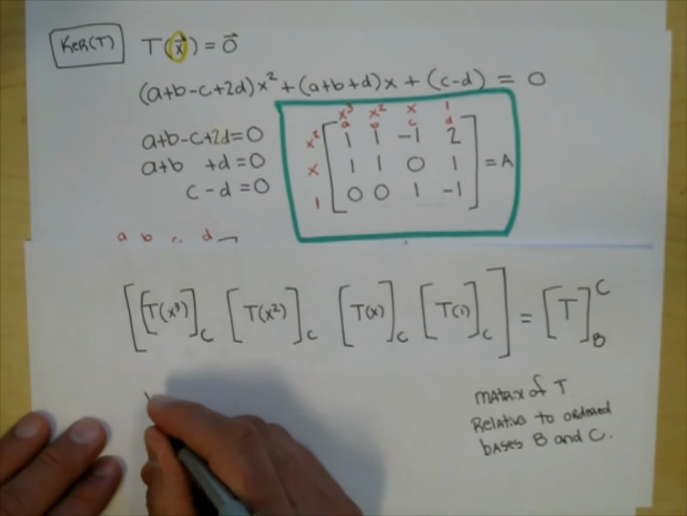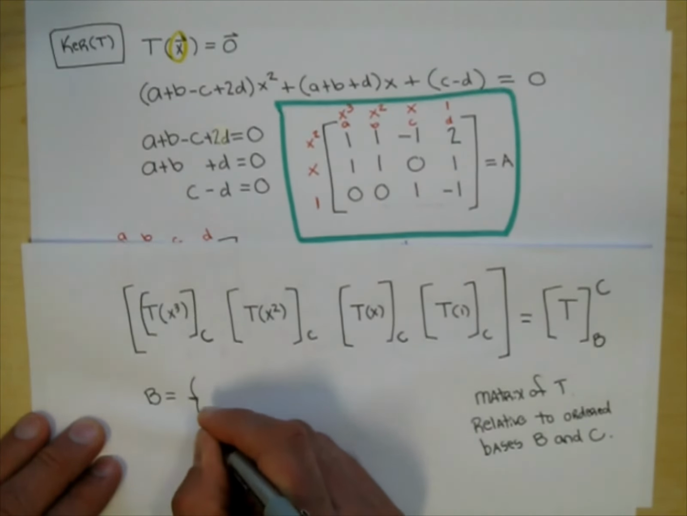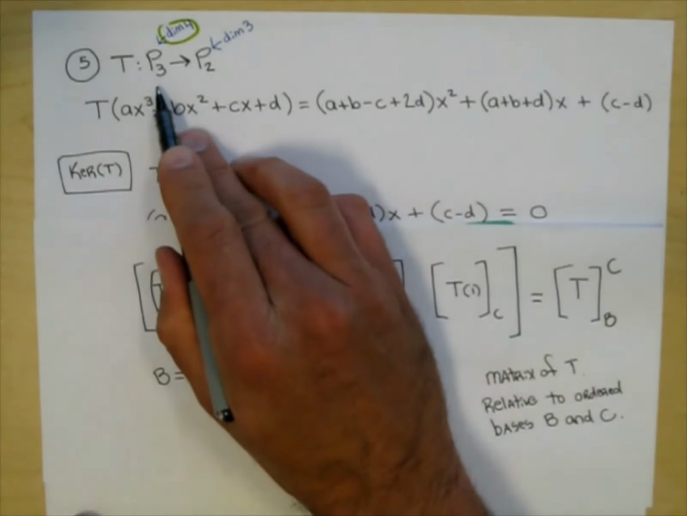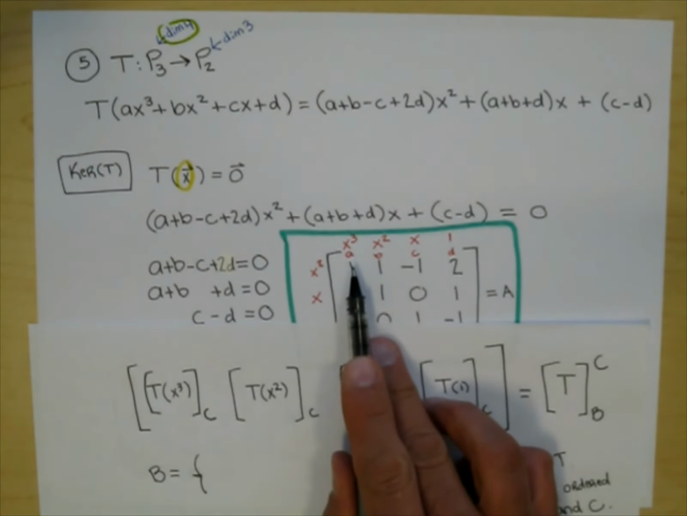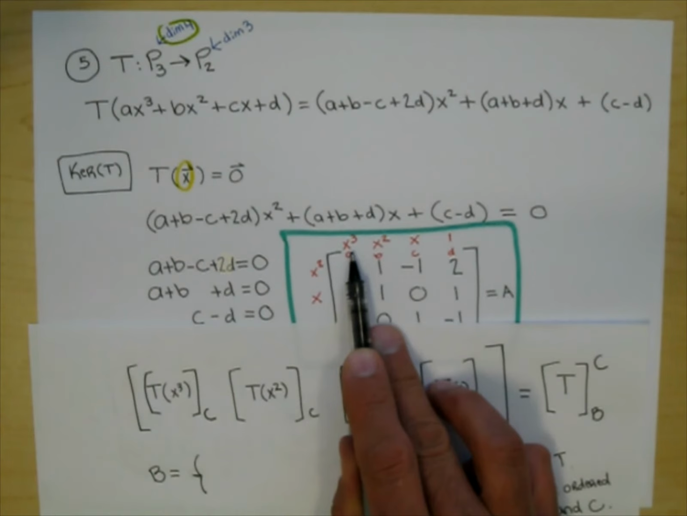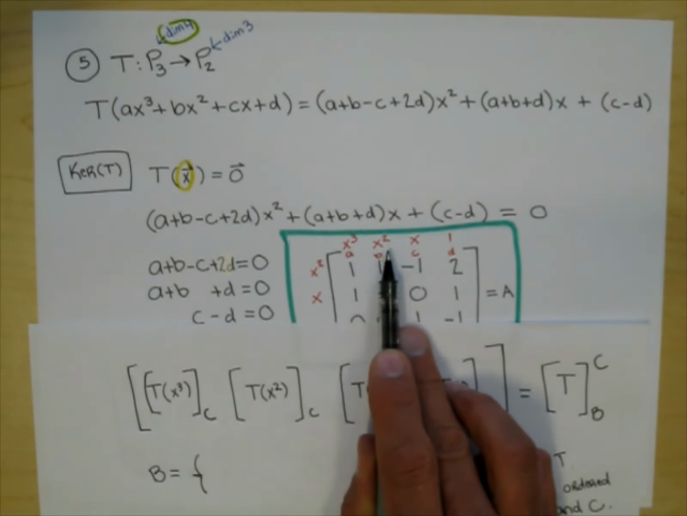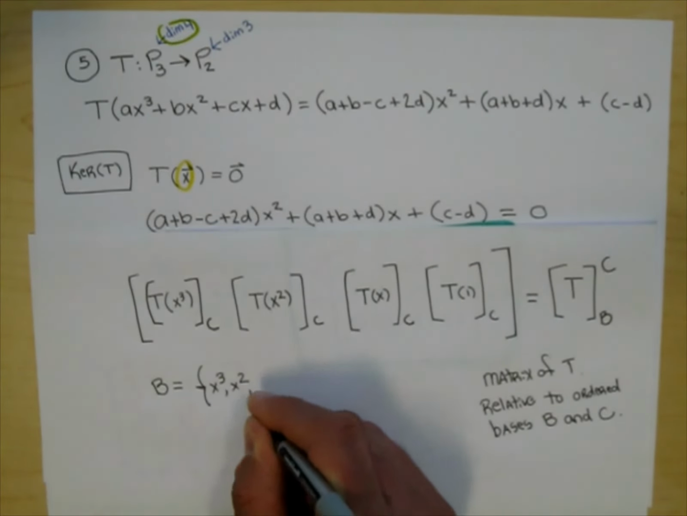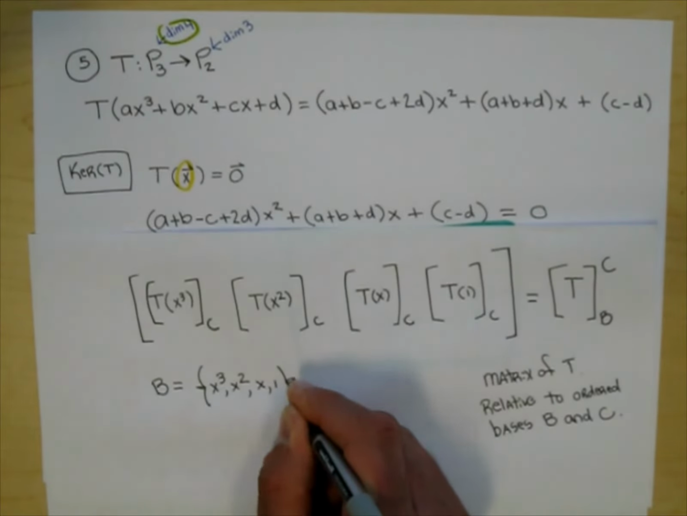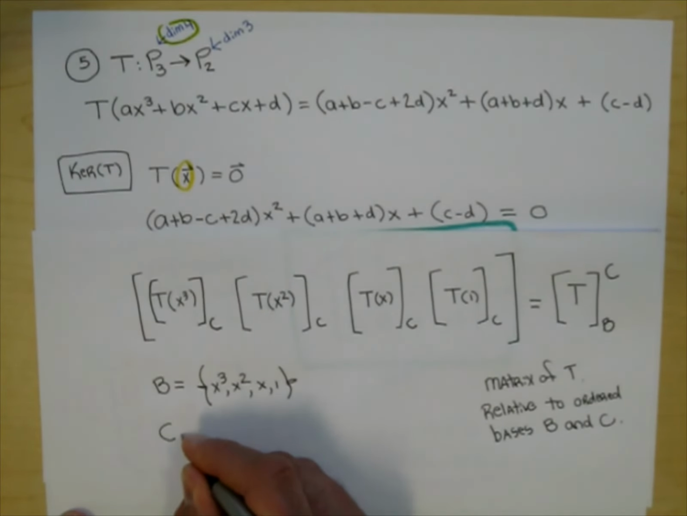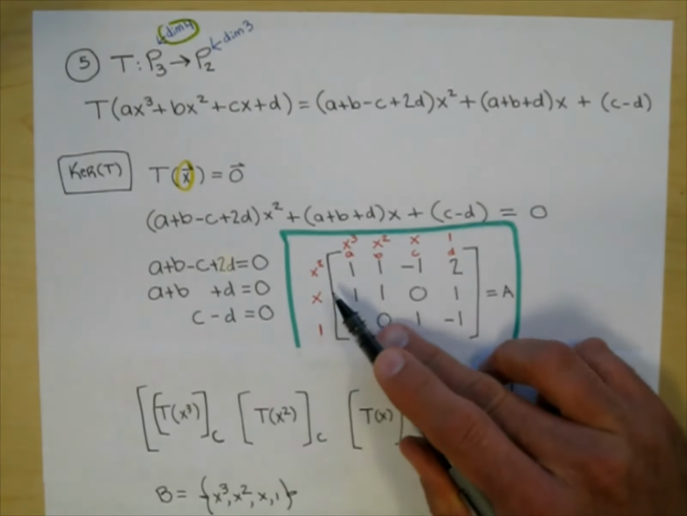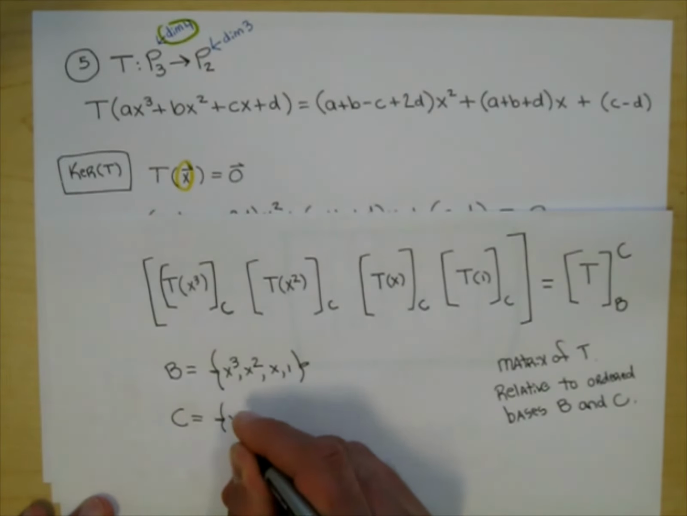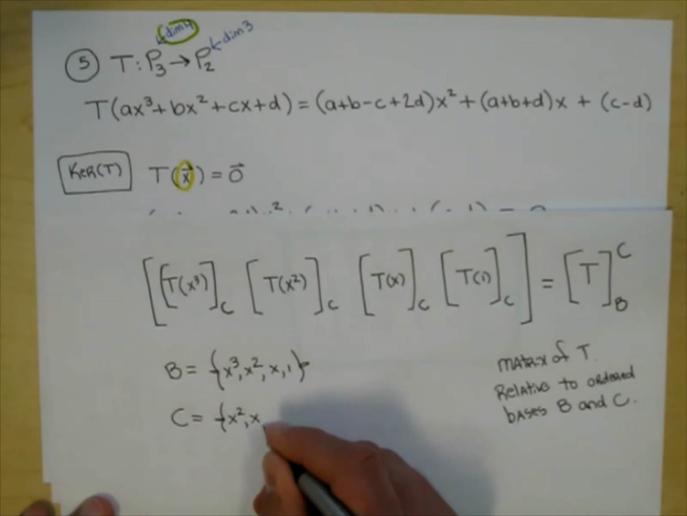So I'll put up the ordered bases here. Ordered basis B happens to be an ordered basis from P3, which you can actually find just by going along the columns. It's ordered, so x cubed, x squared, x, and 1. And then here's ordered basis C from P2, which you just follow down right here. So this is x squared, x, and 1.